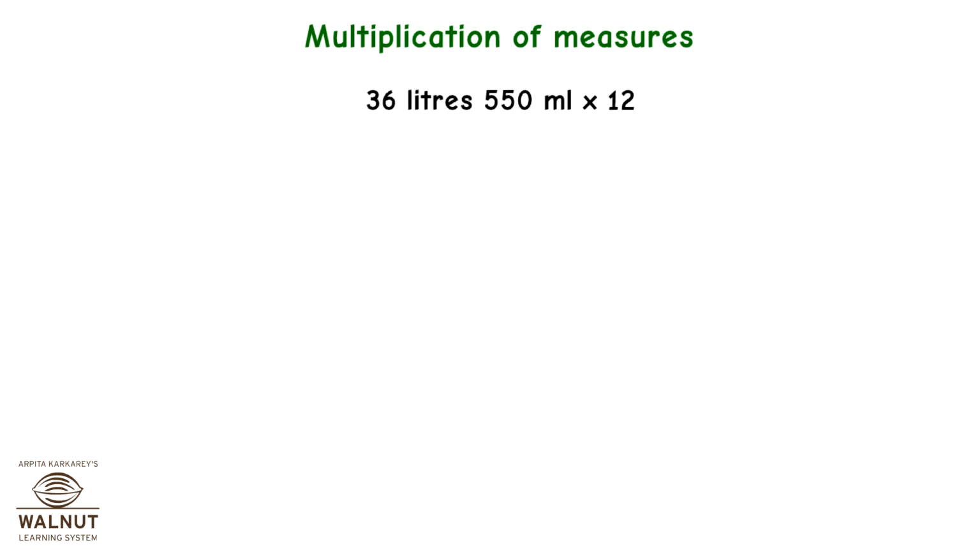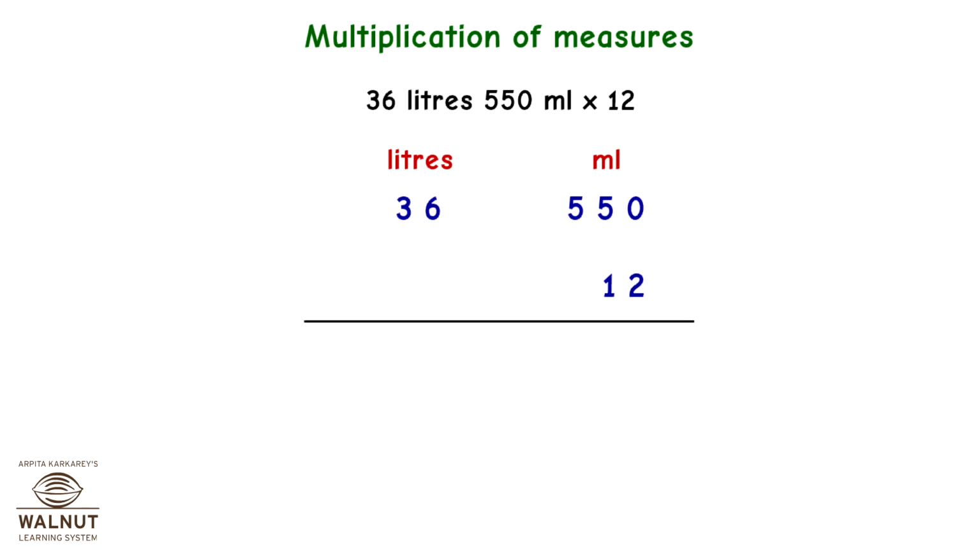36 liters and 550 milliliters into 12. We write the units, below that we write the measures, then we get ready to multiply. Once we are done with the multiplication, look at the unit under milliliters. We can see that we have to adjust it.